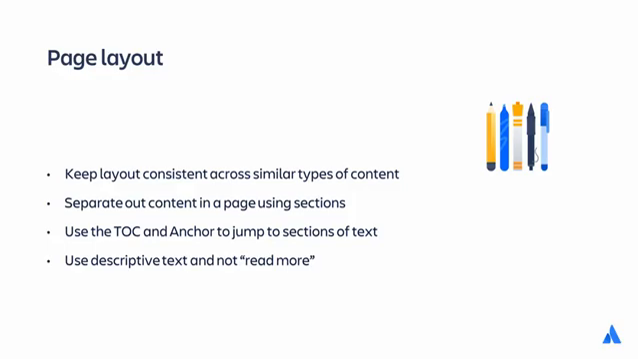Let's consider the ways in which we can improve usability of content in Confluence. First, as we discussed in the previous segment, we should keep the content layout consistent throughout. Content should be separated using sections so that users don't get faced with tons and tons of text. And if you do have a lot of text on a page, you should definitely use the table of contents macro and the anchor macro to jump to sections of text.